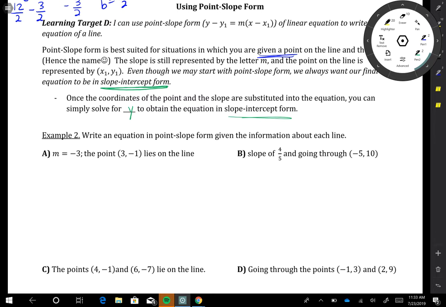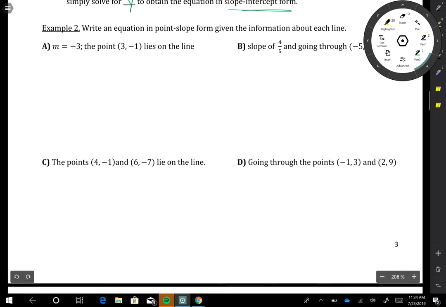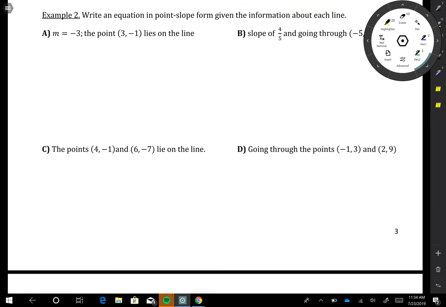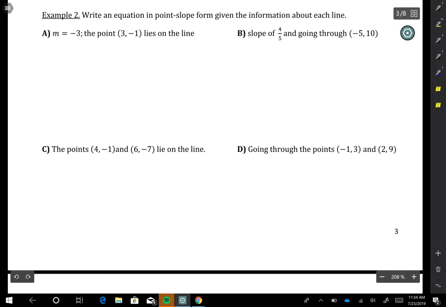Example 2: write an equation in point-slope form given the information about each line. It does say write in point slope form, but remember, we are going to simplify it to be in slope intercept, okay? Alrighty, here we go. In letter A, I have m equals -3, and the point (3, -1) lies on the line. So what I'm given here is my m, and I'm also given my x1 and my y1.